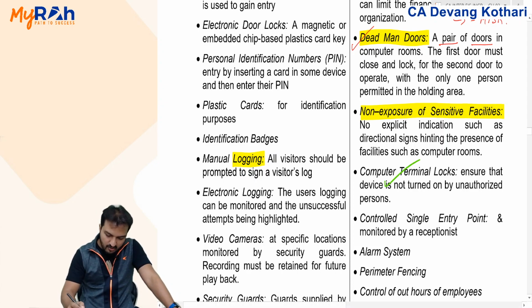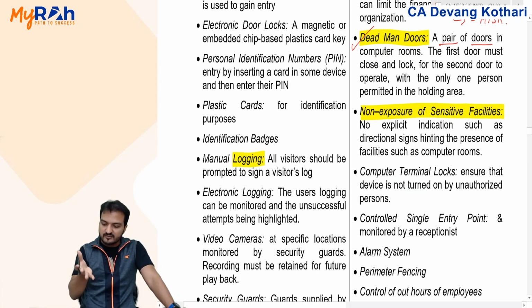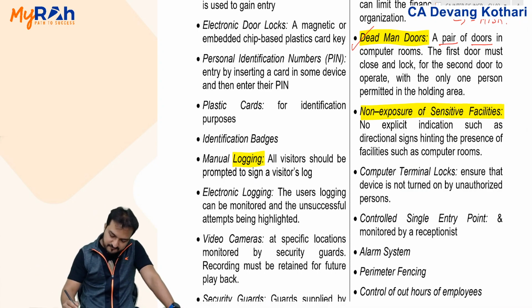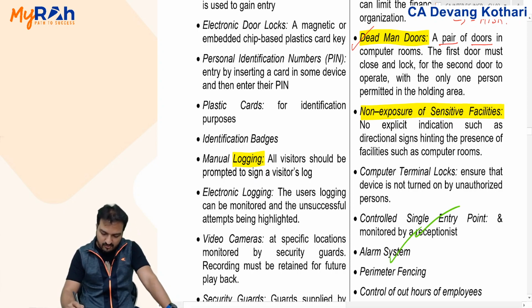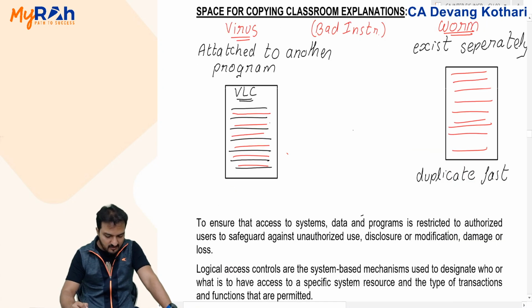Computer terminal locks, you might have seen that in malls and shopping centers, where they are selling mobile phones and laptops. Their laptops have a lock so that you cannot pull the laptop away from their counter. Single entry point, alarm systems and all, these are all examples of physical access controls.